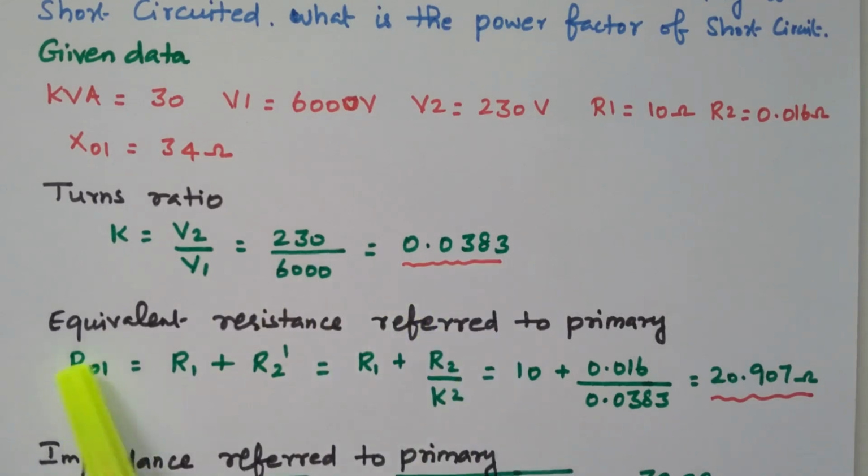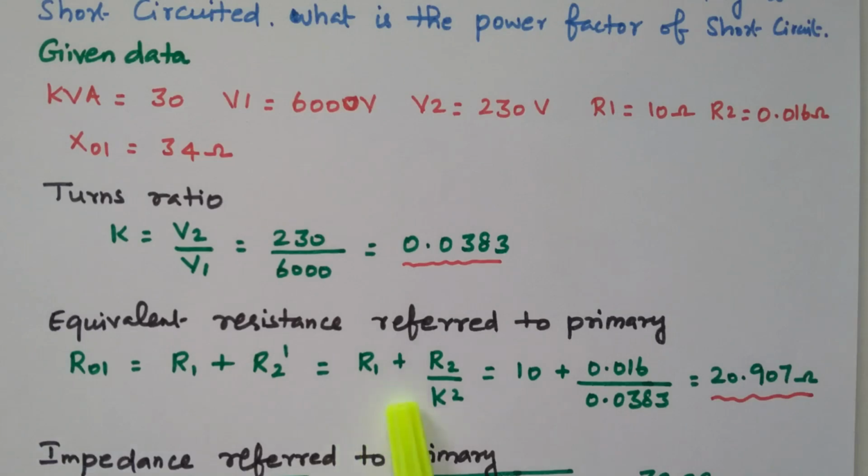Now we can find the equivalent resistance referred to the primary. Our final aim is to find the power factor of the short circuit. So R01 equal to R1 plus R2 dash. R2 dash means the secondary resistance transferred to the primary. R2 is the secondary resistance. While transferring into the primary, it becomes R2 dash. So R1 plus R2 dash is the total resistance referred to the primary winding.